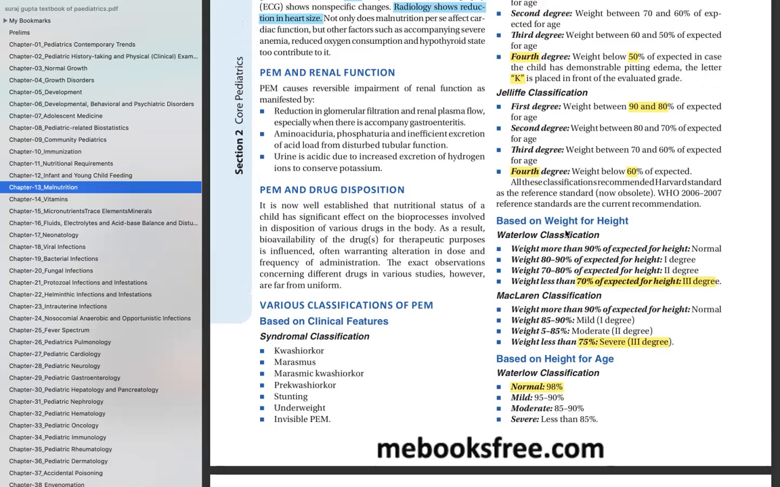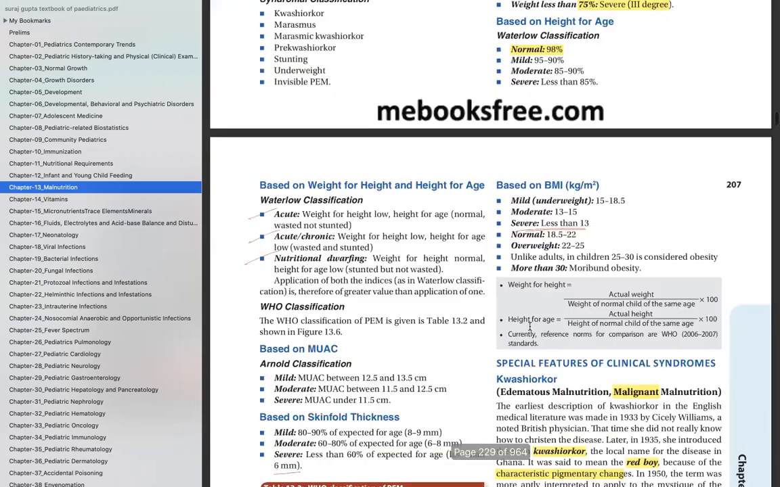So weight for age is 90, 90 to 80, 80 to 70, and less than 70. Here more than almost 95% is normal. That is 95 to 90, 85 to 90, and almost very high cutoff. So that's how I remember. Though the name suggests it as low, the expected cutoffs that this keeps is very high. Very high cutoffs are in Waterloo.